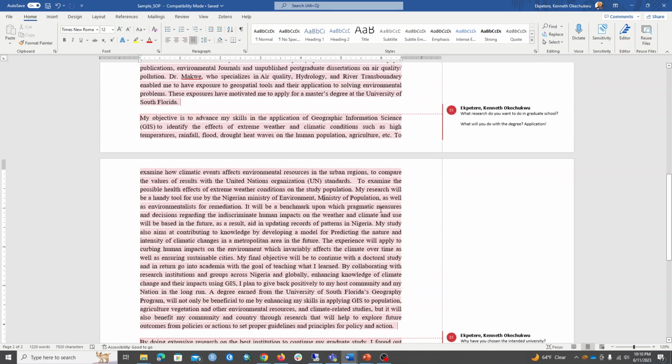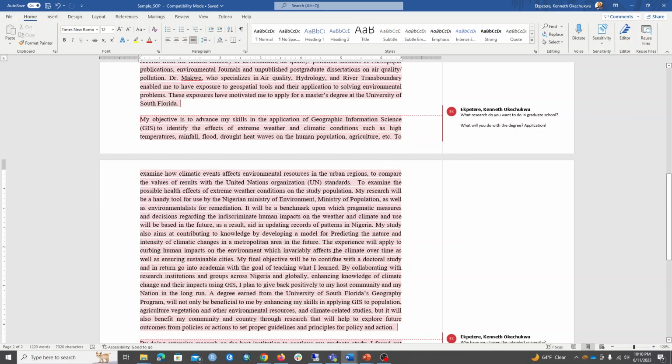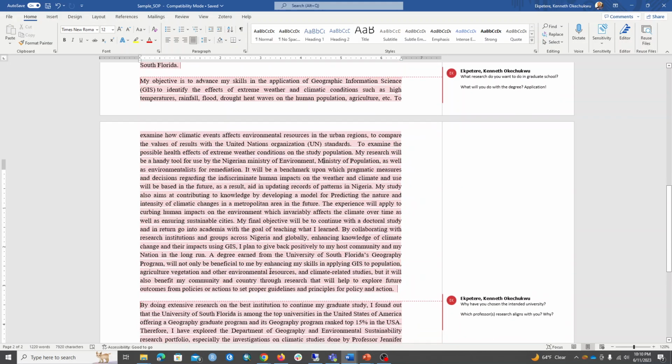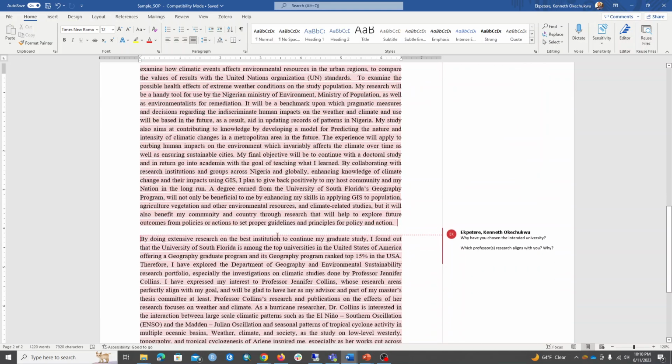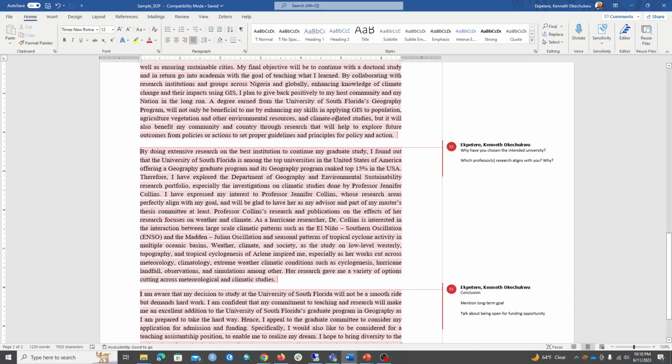This is very important. So here she's going to cover what she's going to be doing in grad school, why she's going to be doing it, and how she will use the degree to better her host community at the end. And it's very important to talk about that.